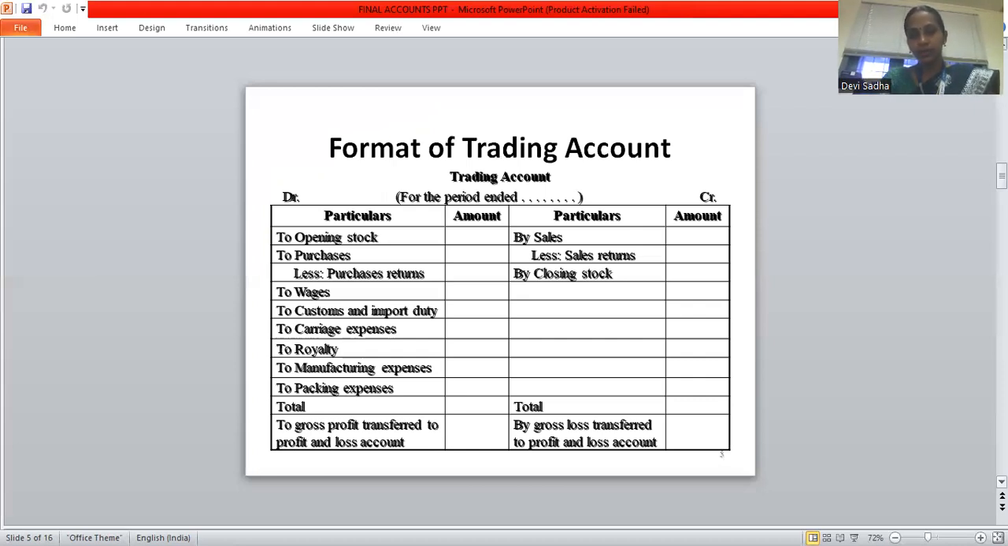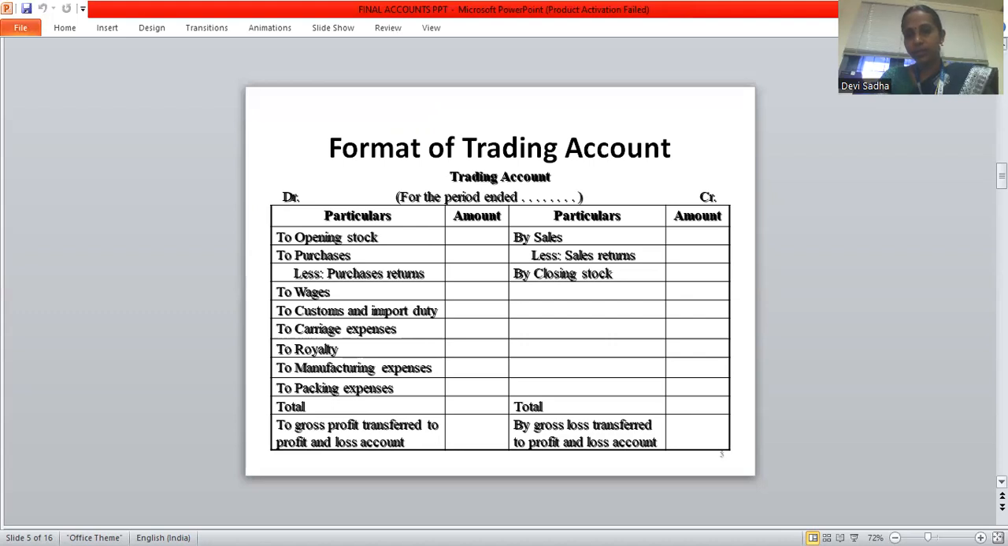Debit side, what are the entries? Opening stock, purchases, less purchase return, then all direct expenses. What are the direct expenses? Wages, customs and import duty, carriage expenses, royalty, then manufacturing expenses, only direct ones. The next one, packaging expenses. These things are debited in the trading account.